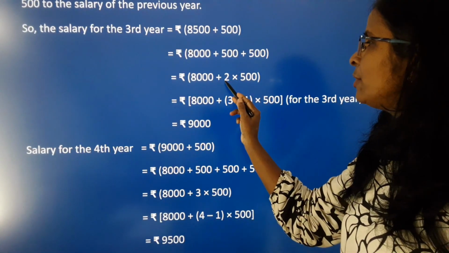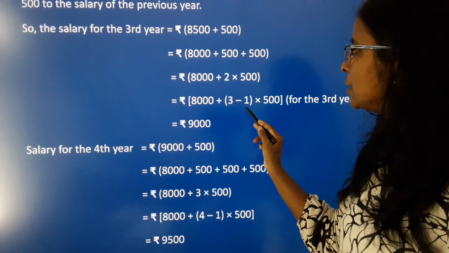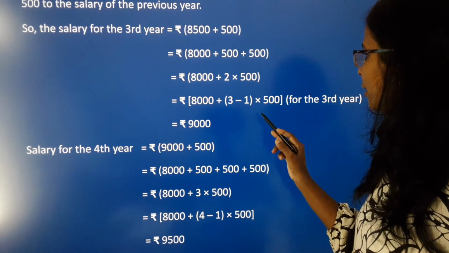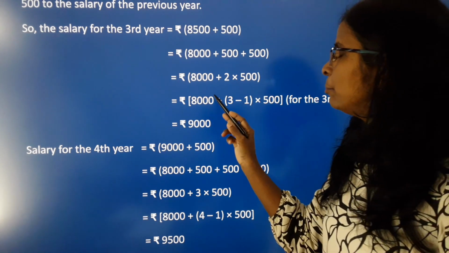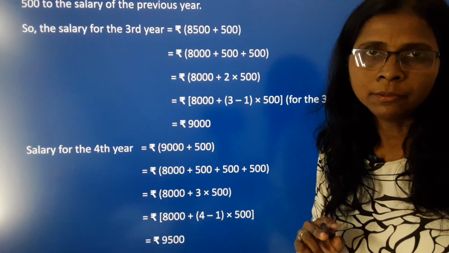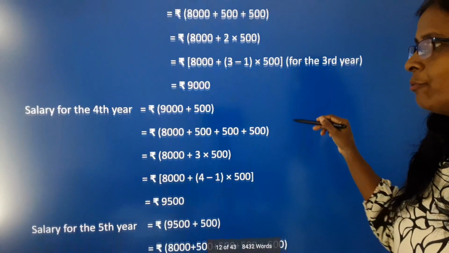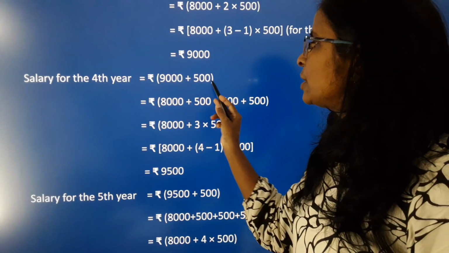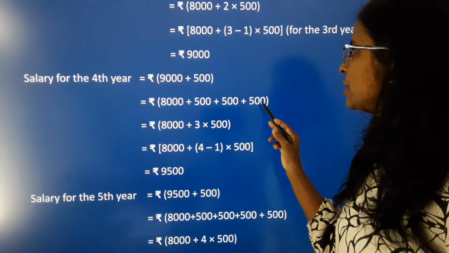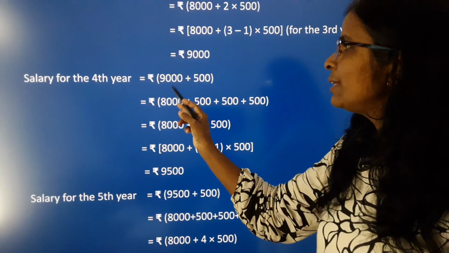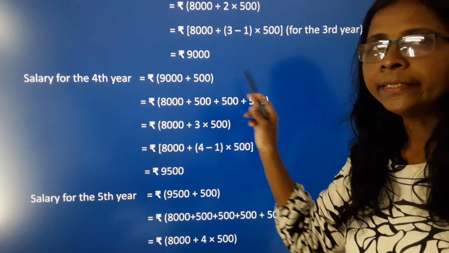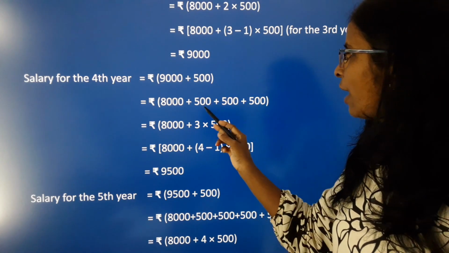So how can we write the 2? We write the 2 as 3 minus 1. So this way, 8,000 plus 3 minus 1 multiplied by 500. So from solving we get 8,000 plus 2 into 500, that means 9,000. Now the salary for the fourth year is rupees 9,000 plus 500. So we write here 8,000 plus 500 plus 500 plus 500. Here 500 is the increment, so 500 comes 3 times.